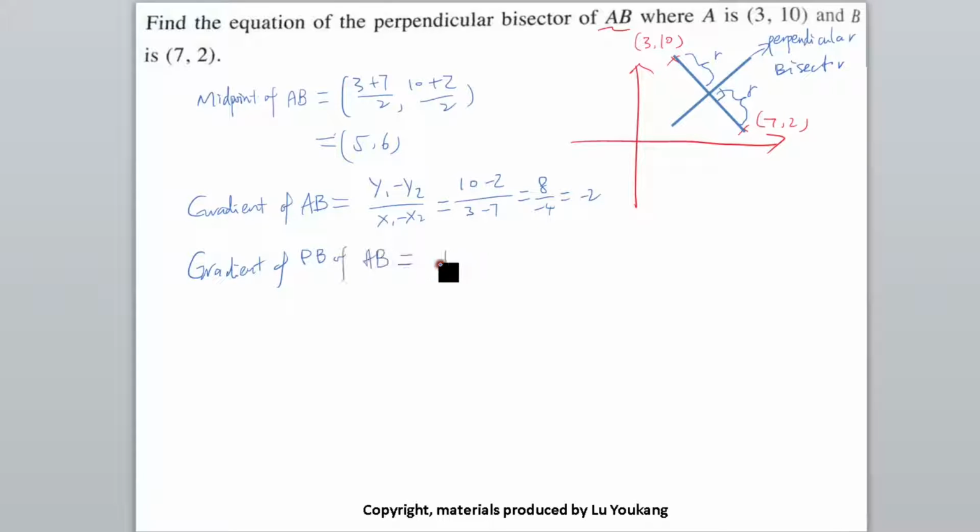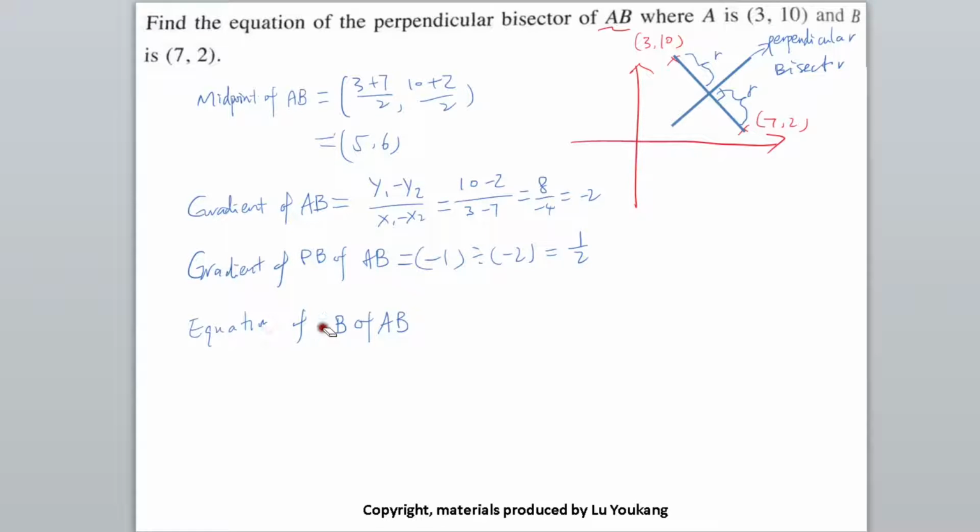And now with this gradient, we can find the gradient of the perpendicular bisector of AB, because the gradient of the perpendicular bisector of AB times the gradient of AB should give us minus 1. Therefore the gradient of the perpendicular bisector of AB is equal to minus 1 over minus 2, which is half.